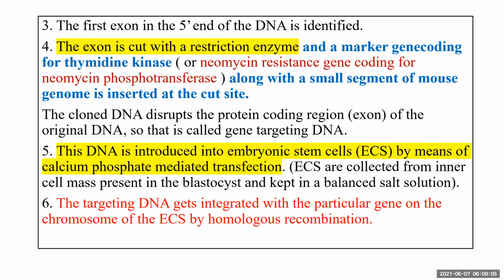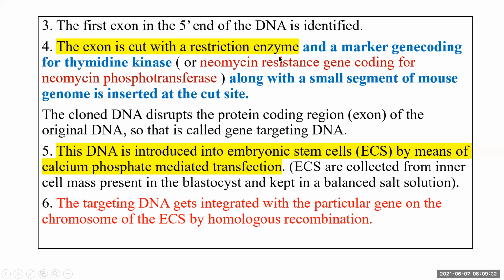Now, the first exon that is present at the 5' end is treated with a restriction enzyme. That means the exon is cut with a restriction enzyme. The moment you cut the exon, its function is destroyed, because exons are responsible for transcription and translation, and hence for producing a functional or structural protein. But now what you do is you cut the first exon with a restriction enzyme.